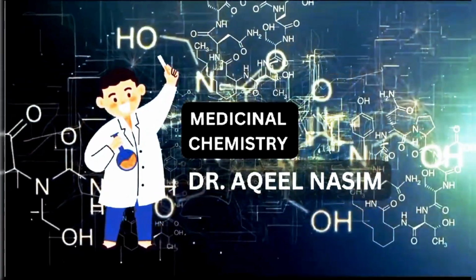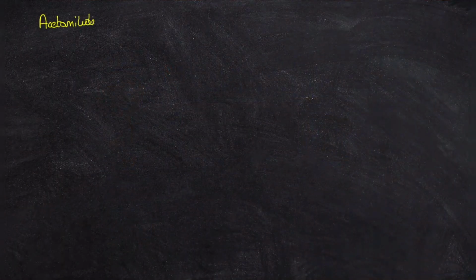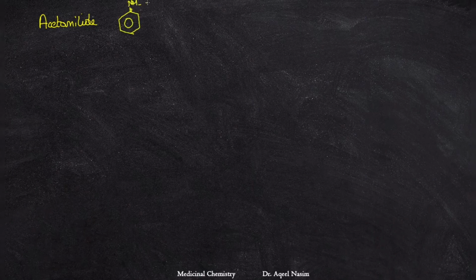Welcome to Medicinal Chemistry. I am Dr. Akil. Today we are going to discuss the synthesis of acetanilide, a derivative of para-aminophenol, a group of NSAID, the class commonly known as paracetamol. So let's discuss acetanilide. Here is the structure. Now we are going to discuss the synthesis from aniline and acetyl chloride.